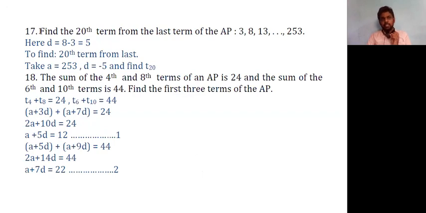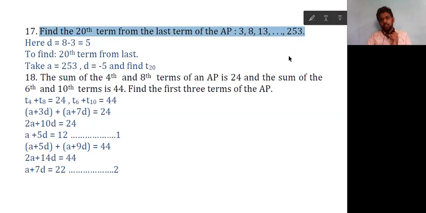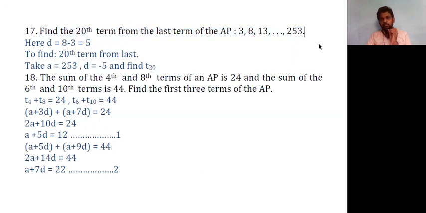Question number 17. Find the 20th term from the last term of the AP 3, 8, 13 up to 253. So we are asked to find the 20th term of the AP from 253 in reverse. Here we have common difference as second term minus first term. 8 minus 3 is 5. Or the difference between any two terms will give you the common difference. But we have to find the 20th term of the AP from the last.